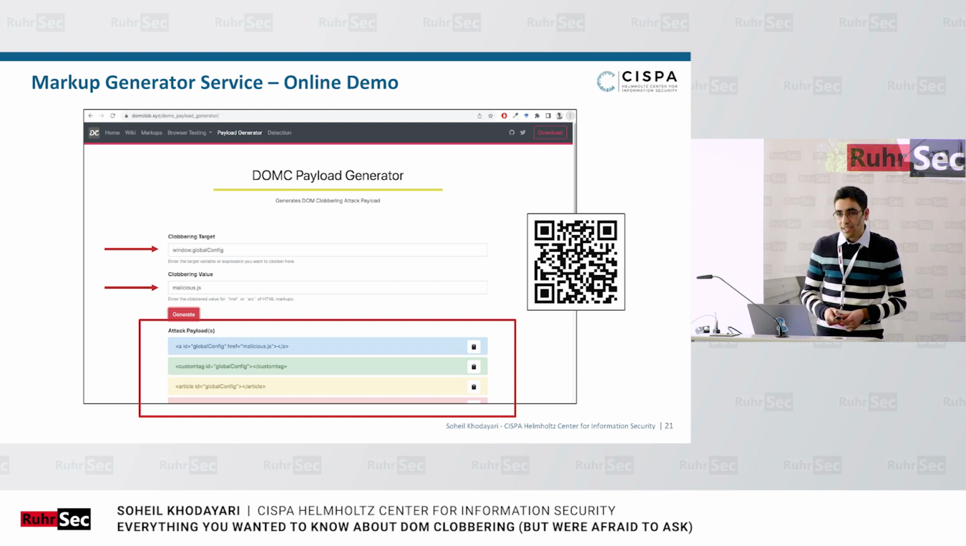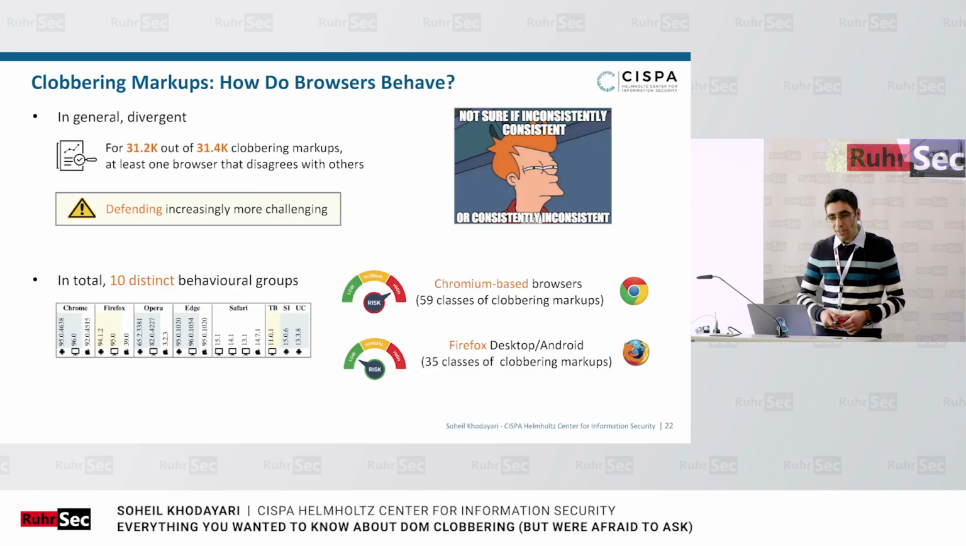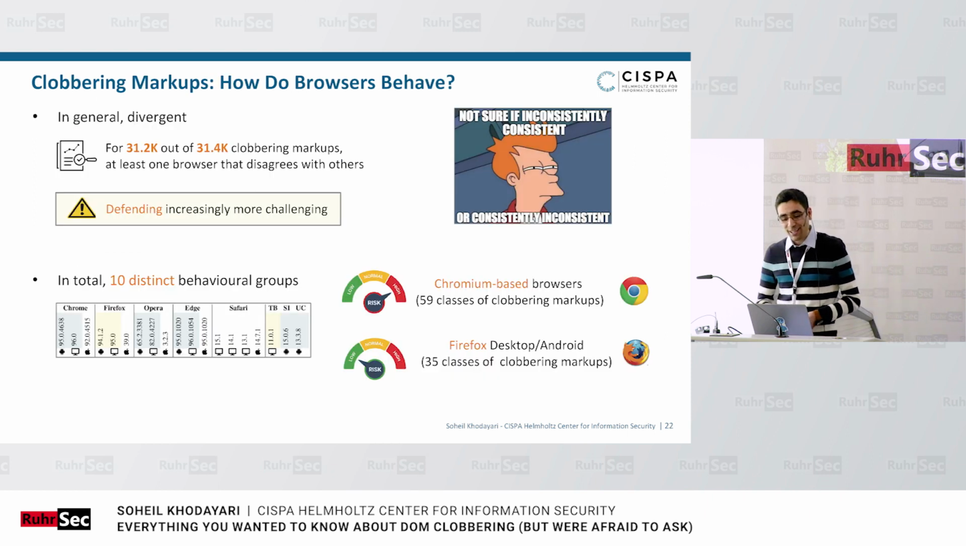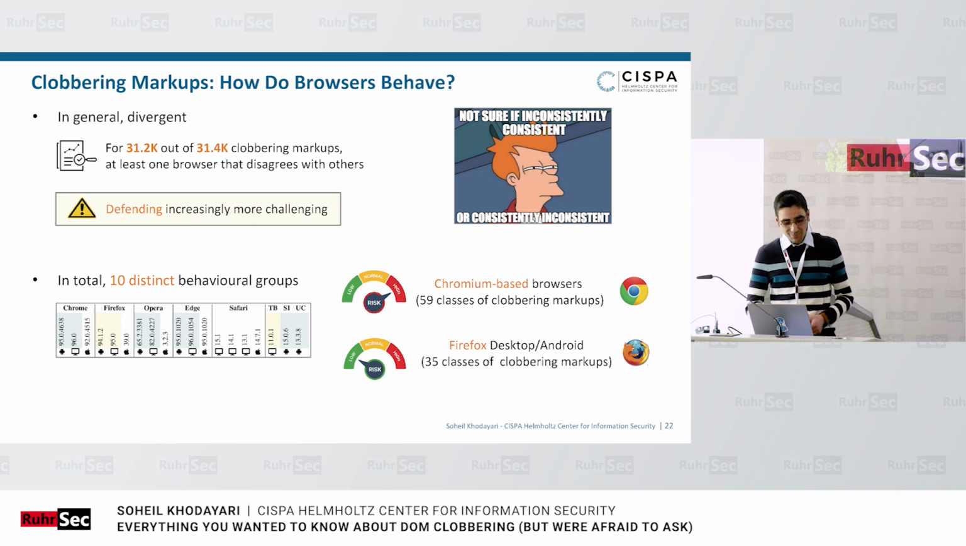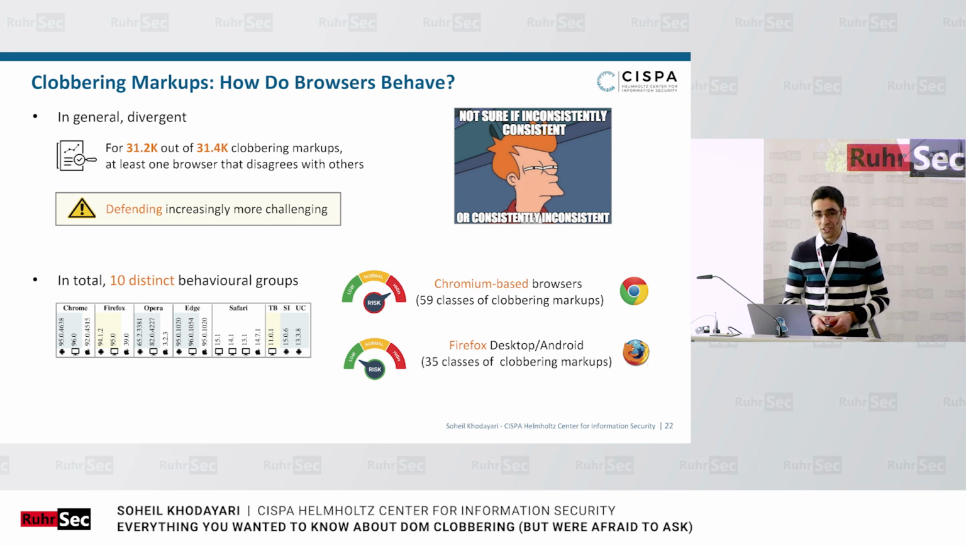And this brings us to the question, how do browsers behave? Well, not sure if inconsistently consistent or consistently inconsistent, because for the 31.4K markups, in 31.2K of them, meaning the majority, there is at least one browser that disagrees with others. And this actually makes defending increasingly more challenging for developers.